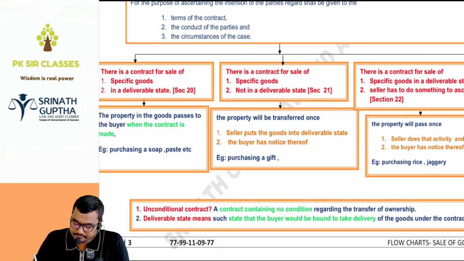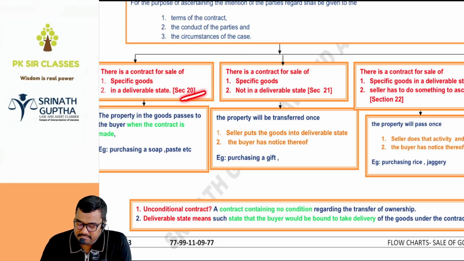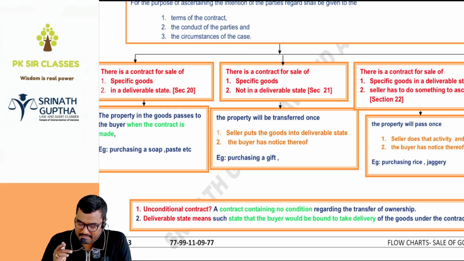First one, where there is a contract for sale of the specific goods which are in deliverable state. Which state? Deliverable state. If these two conditions are satisfied, ownership will be transferred when the contract is made. We discussed one example.